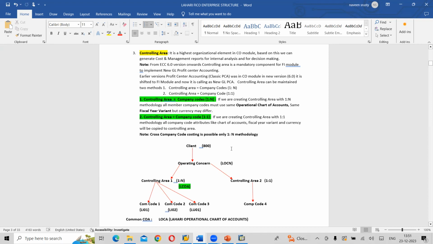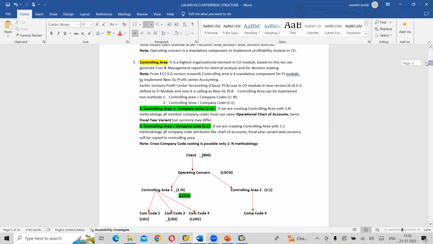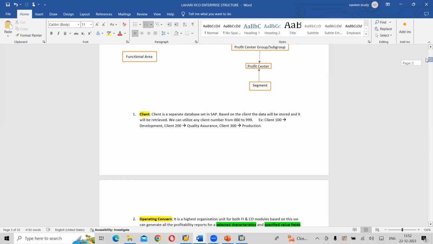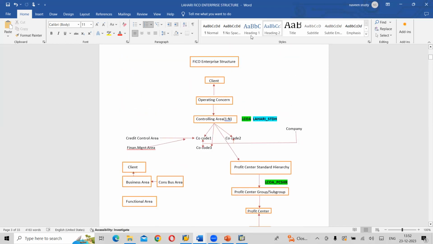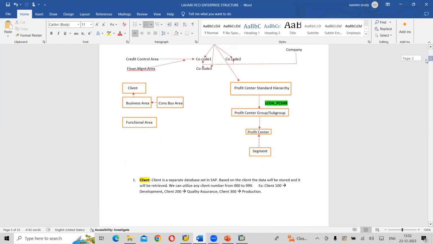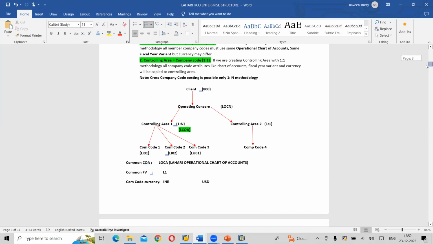For your batch, I have taken the company name Lahari Group of Industries, which was almost my first project. So I have taken Lahari Group of companies. Clear? So here I'll explain the same thing.